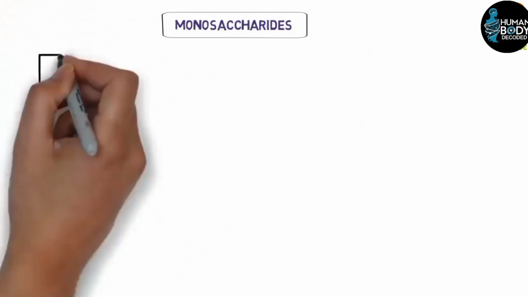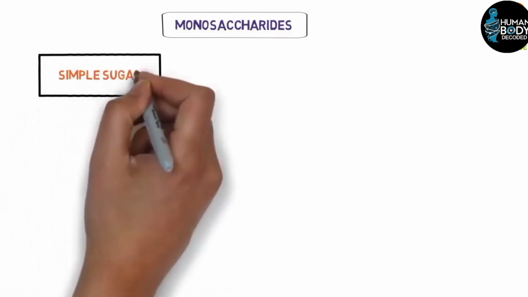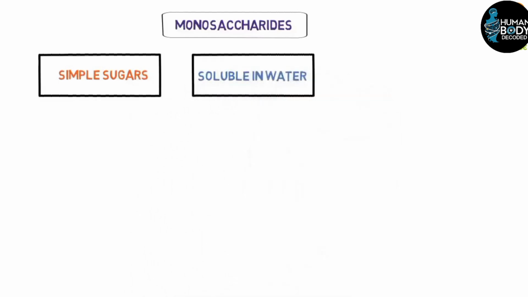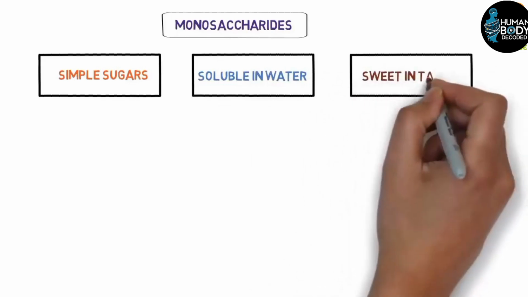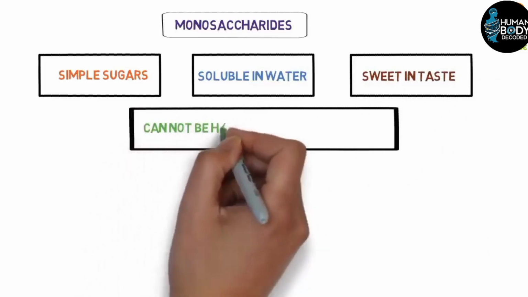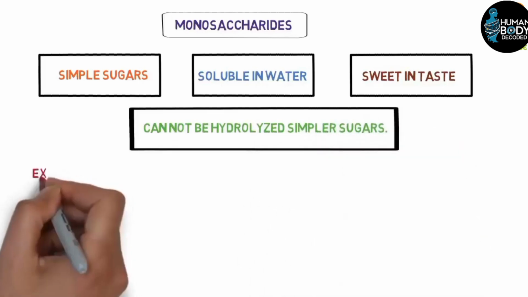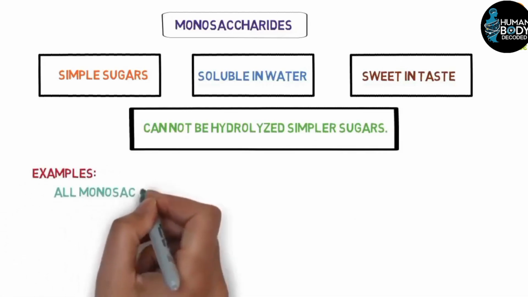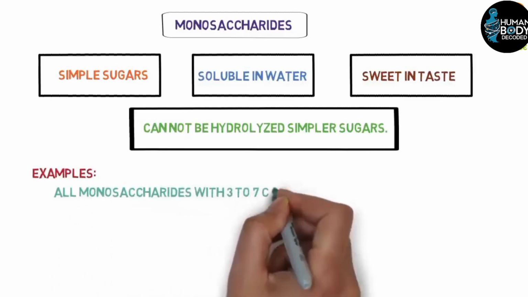Number 1. Monosaccharides. Monosaccharides are the simplest form of sugars. Monosaccharides are simple and soluble in water. They are sweet in taste, with the sweetest among them being monosaccharides. Since they are simple, they can't be broken down any further, nor can they be hydrolyzed any further. All the examples of monosaccharides apply here because monosaccharides are single sugar molecules.